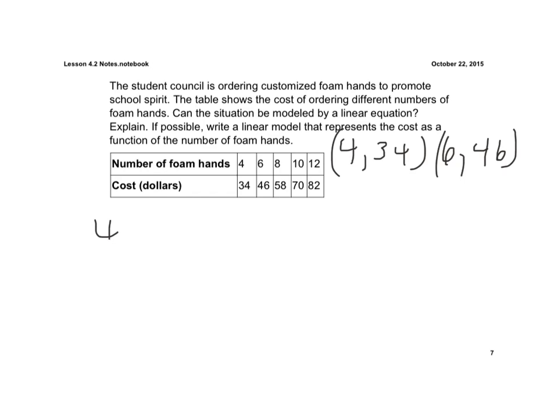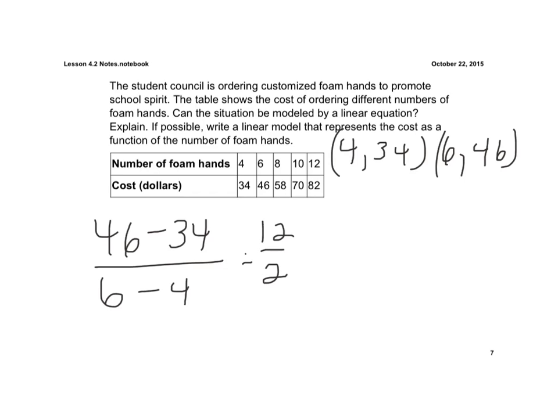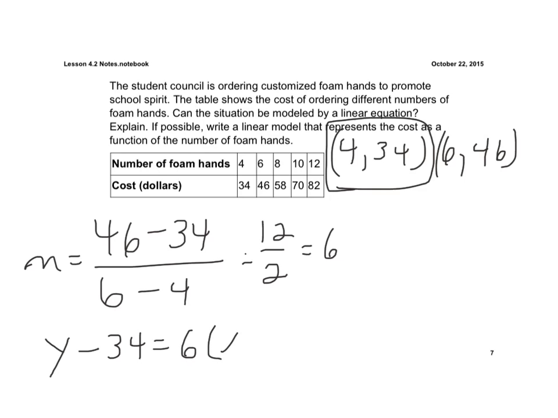So again, I subtract my y's, 46 minus 34. I'm going to subtract the x's in the same order. I get 12 divided by 2 is 6. So that's my slope, remember. Now I'm going to again use point-slope form, and I'm just going to use this first point that we're given. So y minus y1 would be 34 equals m, which is 6, times the quantity x minus x1, which is 4. And again, we're going to write this into slope-intercept form.